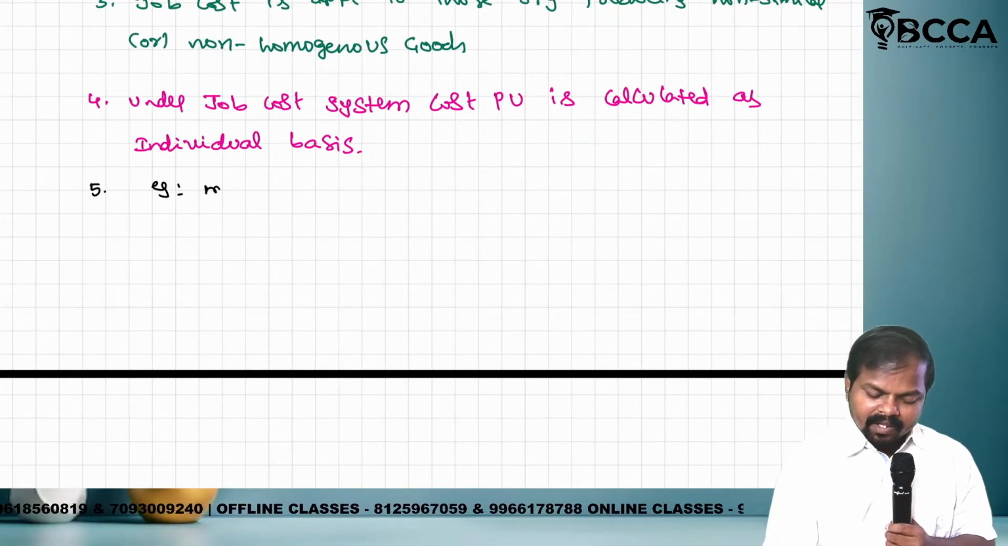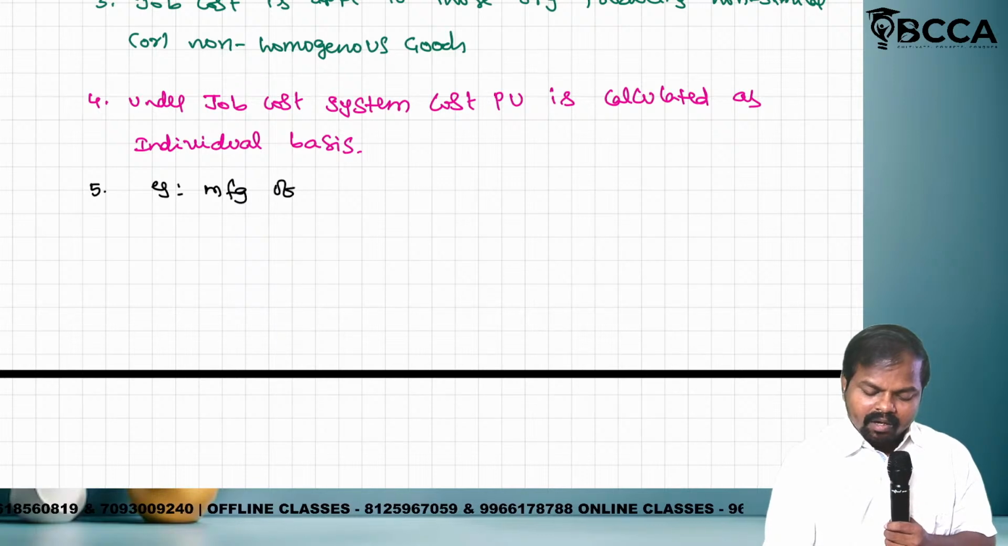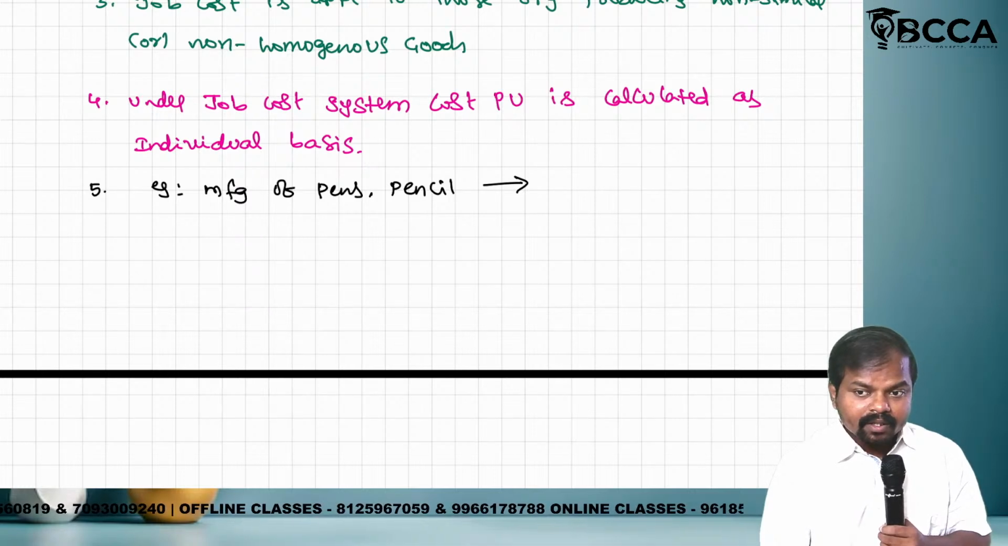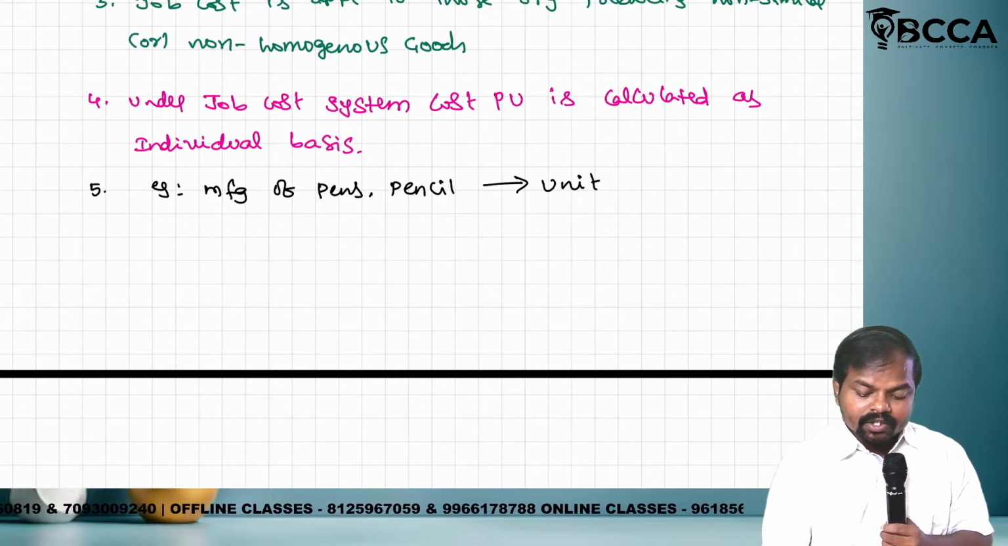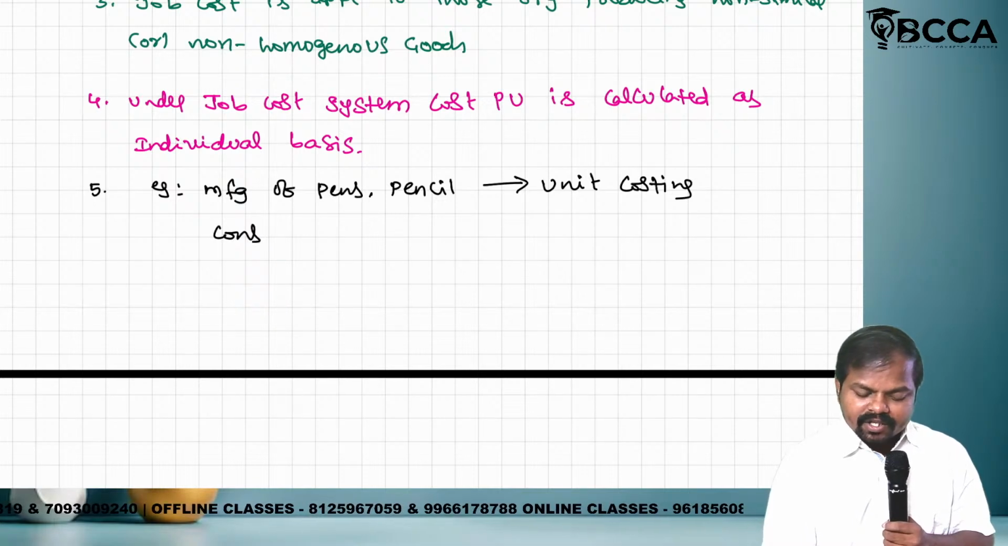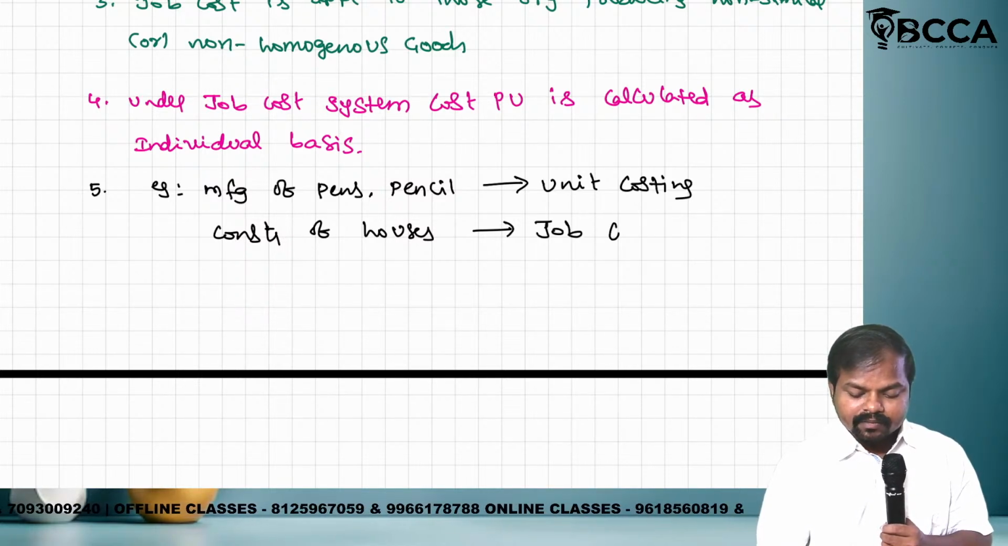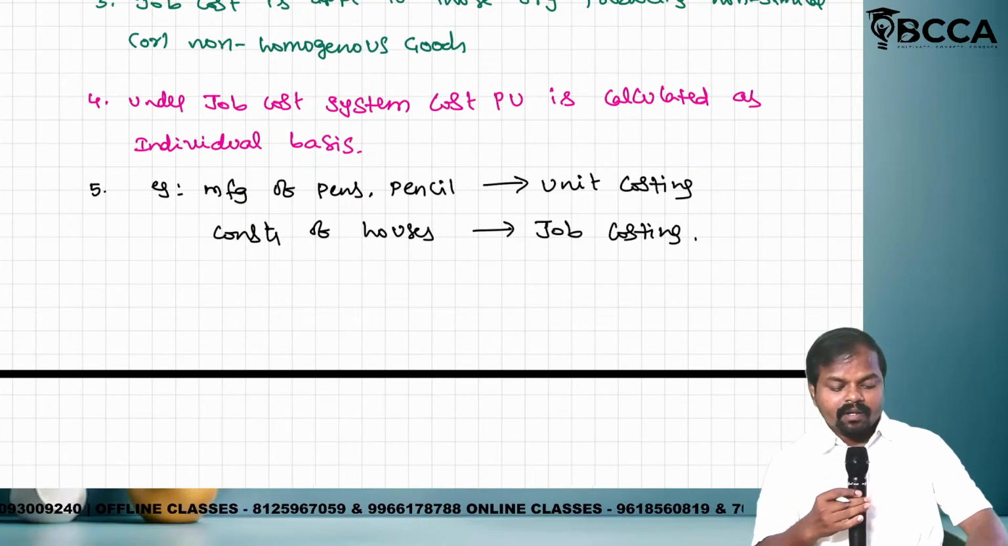Example: manufacturing of pens and pencils is referred to as what costing? Unit costing. Construction of houses is called job costing. Correct? Please make a note.